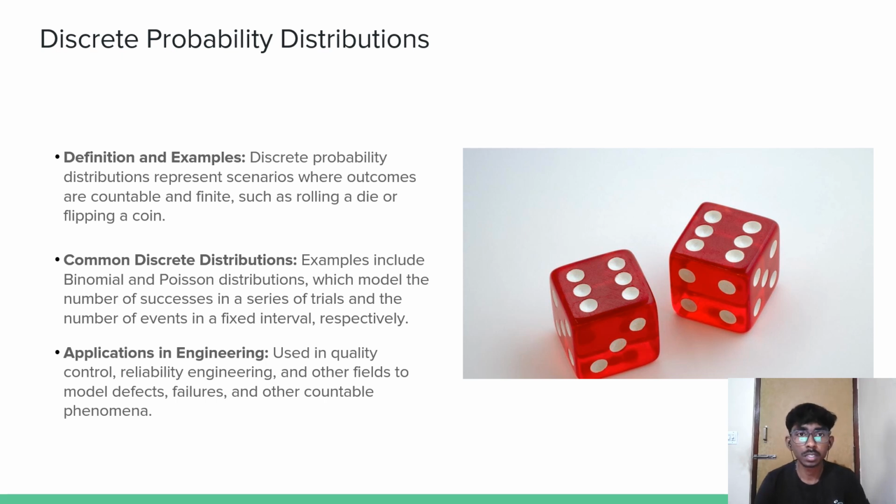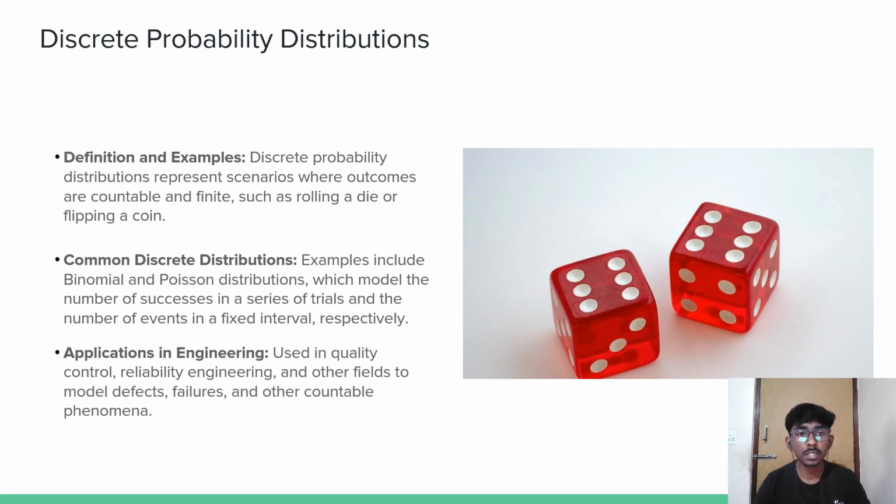Discrete probability distributions. The best example we can take is rolling a die. Once when we roll the die, we get only one output, so it is considered as discrete probability distributions. And also flipping a coin can be considered for discrete probability distribution. Common discrete distributions include binomial and Poisson distribution, which model number of successes in a series of trials and number of events in a fixed interval, respectively.